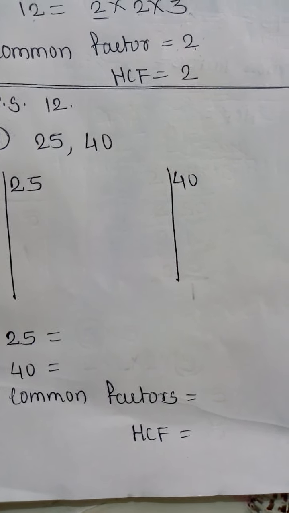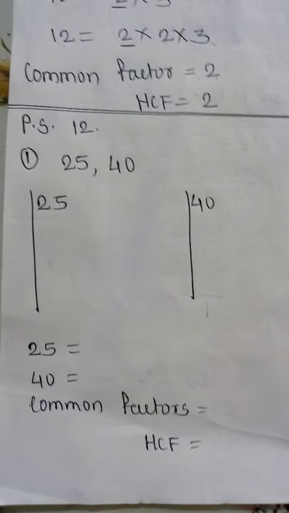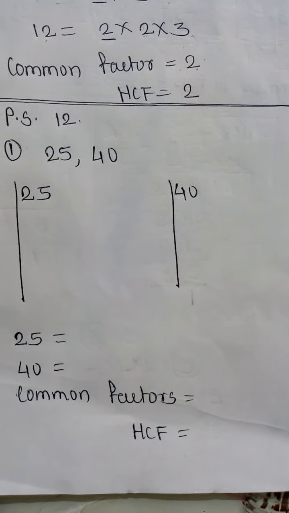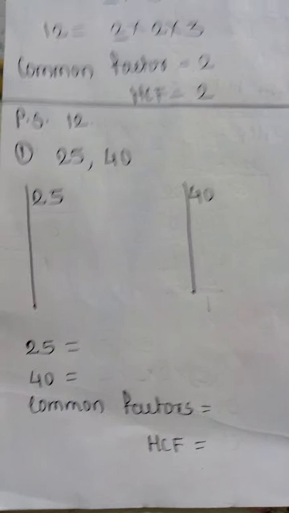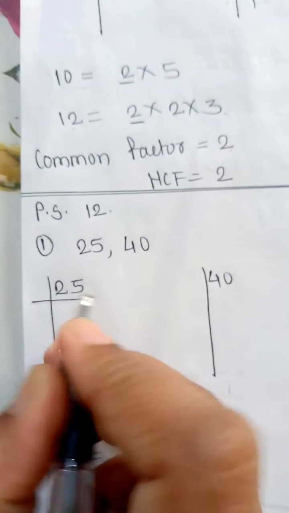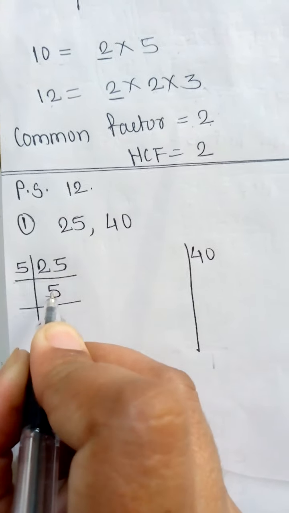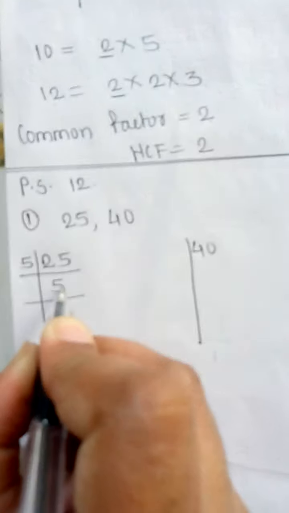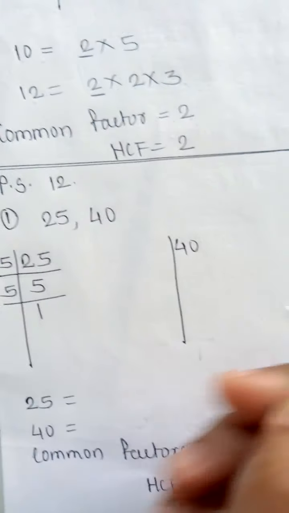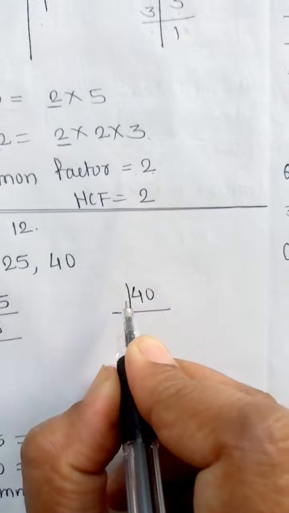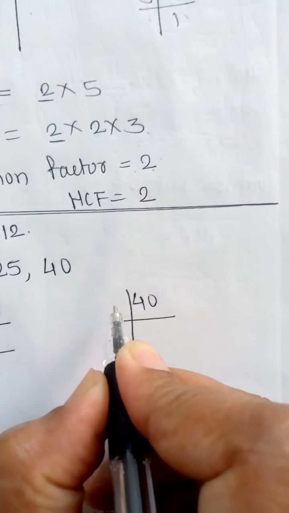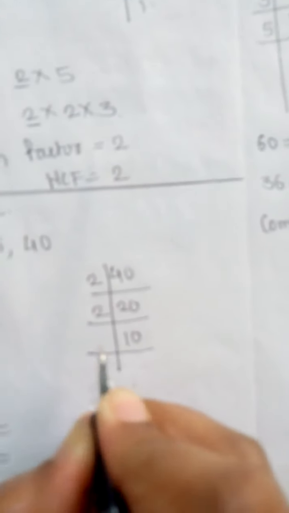This is the first example from practice set 12, question number 1. Find out the HCF of 25 and 40. Here we will find the factors of 25, which you have already learned. See, the first prime factor of 25 is 5. 5 5s are 25. Again 5 is a prime number, so we write 5 ones are 5. Now 40. The lowest prime factor of 40 is 2. 2 20s are 40. Again the prime factor of 20 is 2. 2 10s are 20. Again the prime factor of 10 is 2.